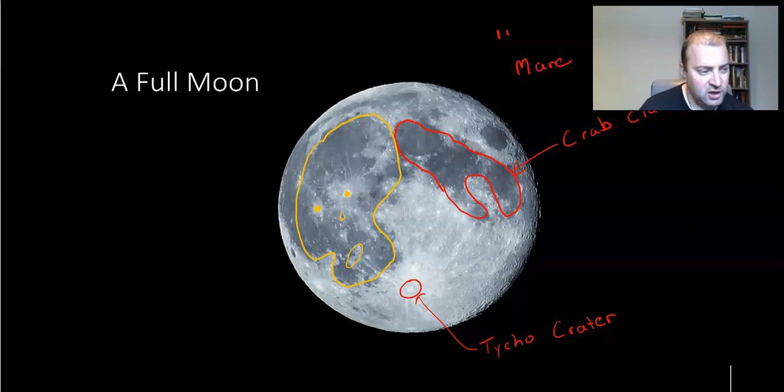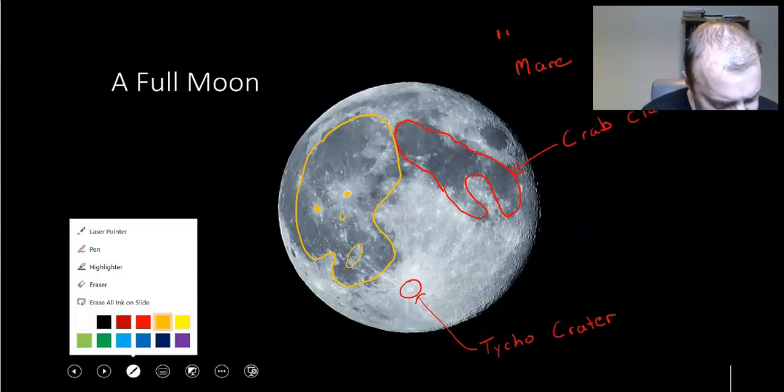I think some of these features are fairly visible. Now, like I said, Tycho Crater again is a very common landmark to look for on the moon, particularly when you're looking for craters. One thing to notice is that in this picture we don't see much when it comes to shadows.